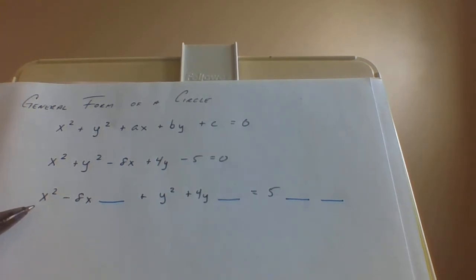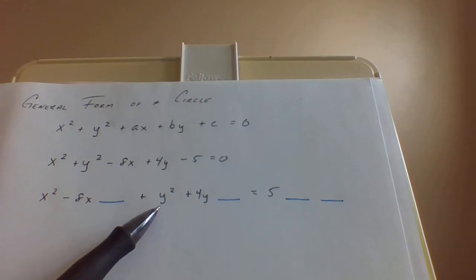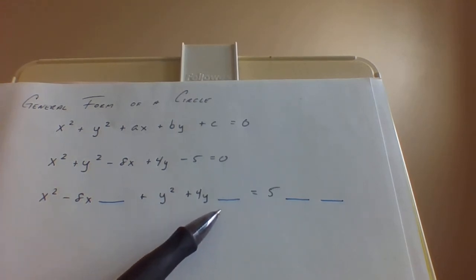I collected all my x terms here together, so I've got x squared minus 8x. I'm going to leave a blank right after that because I'm going to have to complete the square when I'm working through this problem. I've collected my y terms, so y squared plus 4y. I'm going to do the same thing. I'm going to leave a blank so that I can complete the square.